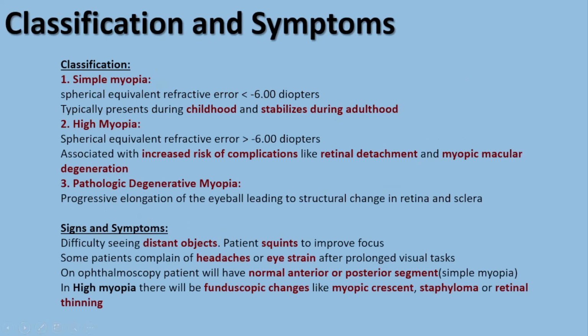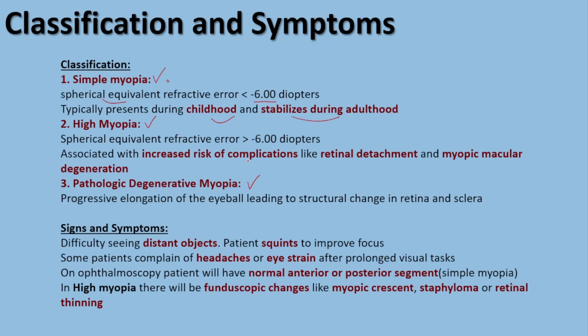So what is the classification and what are the symptoms of myopia? For classification, we have three classes of myopia. We have simple myopia, we have high myopia, and also we have pathologic degenerative myopia. In case of simple myopia, which is the most common type, the spherical equivalence of refractory error is less than 6 diopter, and this is usually the type that presents in childhood and stabilizes during adulthood.